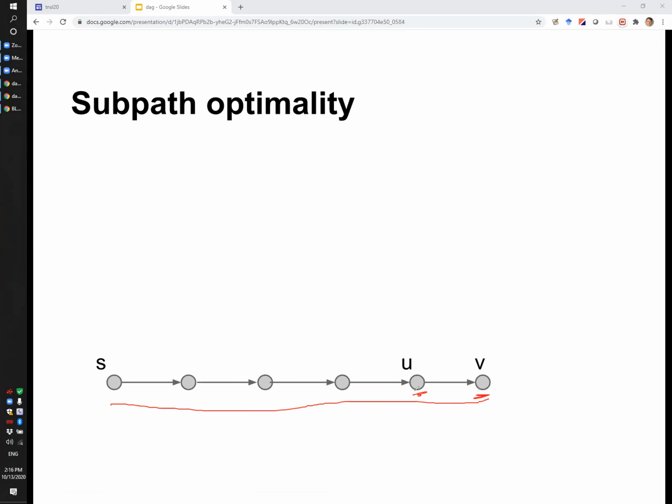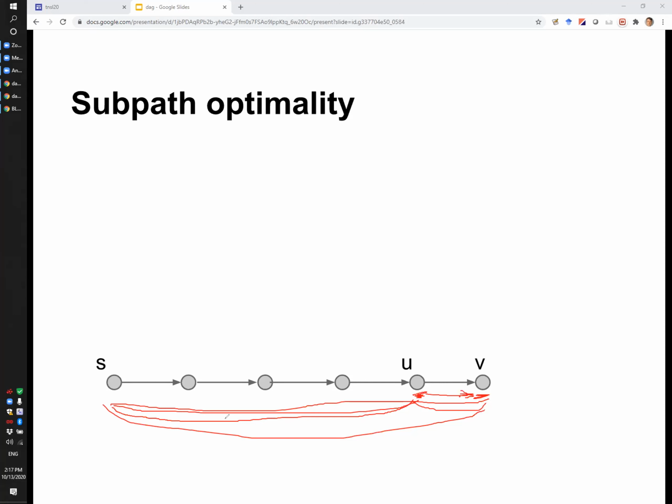And suppose we know that the last step on this path, the last node before V, is from U to V. Question: what can we say about this path from S to U, as a subpath of the path from S to V? So we know that this path from S to V is the longest possible in the graph, and it consists of the path to U plus the edge UV.